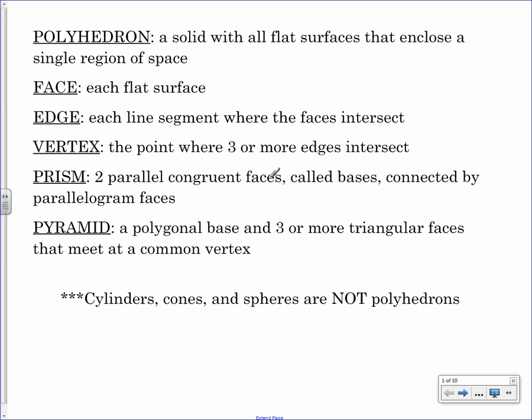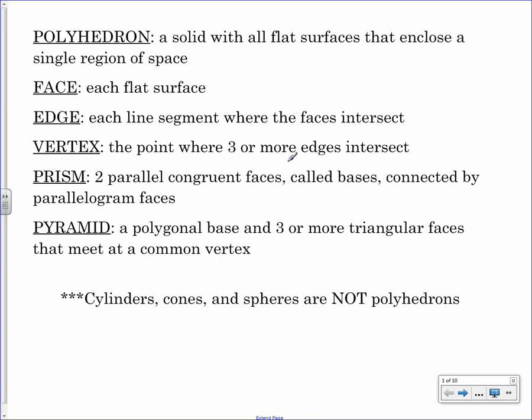A face is each flat surface. An edge is each line segment where the faces intersect. A vertex is the point where three or more edges intersect. So you already knew all that. What would I call this? The face, right? What would I call this? Edge, right? What about that right there? Vertex. Very good. So you guys already knew all that, okay?